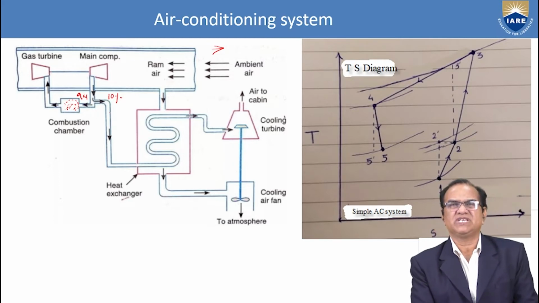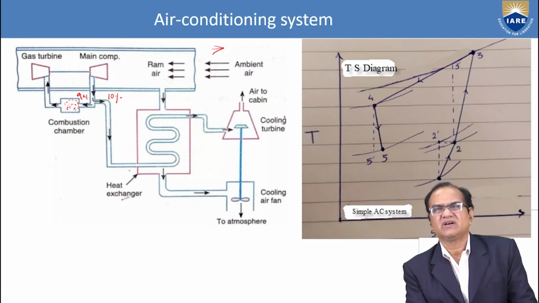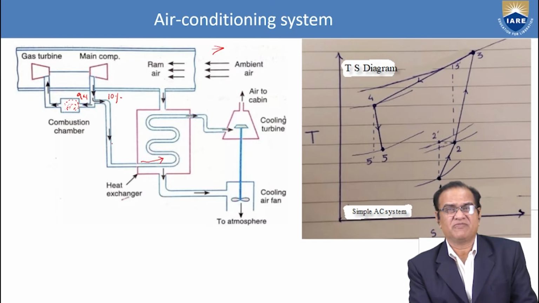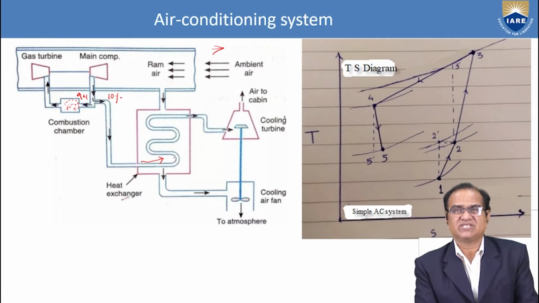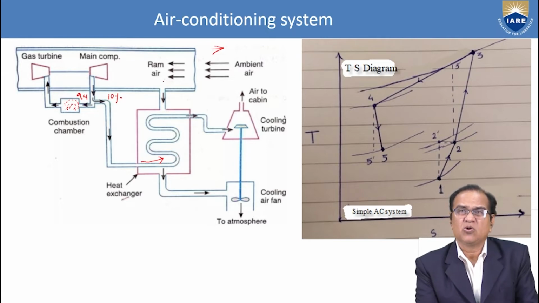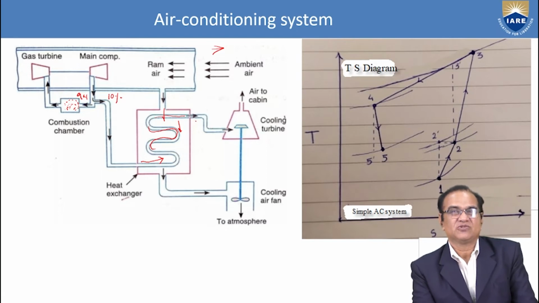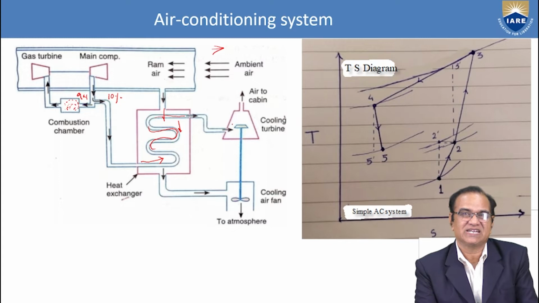So now if you see from here to here, this high pressure air which is trapped from the high pressure compressor enters the heat exchanger, and the cooling air is coming in this direction, and this high pressure air is going in this direction. So this makes the air somewhat cooled, and the pressure remains the same. This high pressure and medium cooled air then enters the cooling turbine.